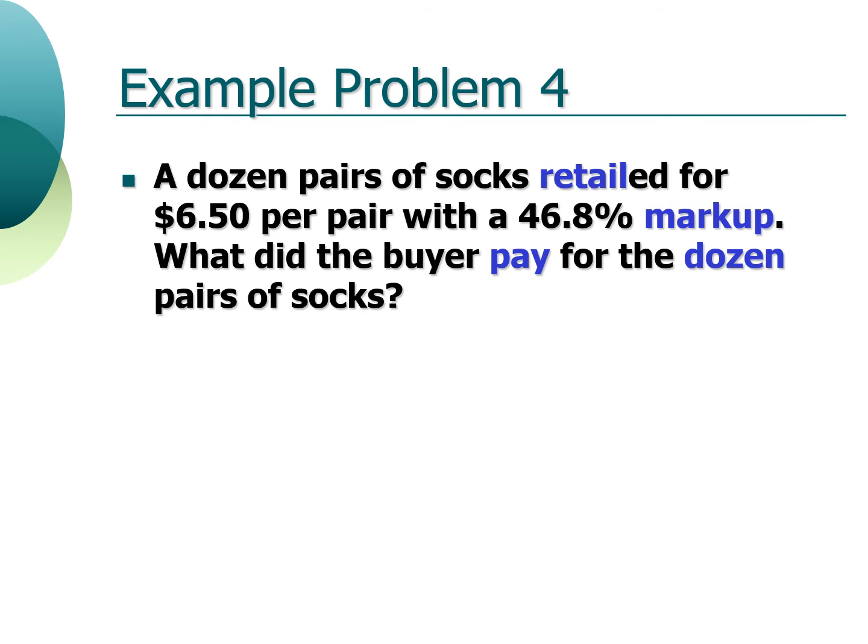Let's say a dozen pairs of socks retail for $6.50 per pair. So for each pair of socks, it's going to be $6.50. And you want to carry a markup of 46.8%. What did the buyer pay for the dozen pairs of socks? It's asking how much the buyer paid, so that is about cost, right? So this is the case where we know the retail dollar and markup percent, and we're supposed to figure out the cost. That's case number 2 that we just looked at.